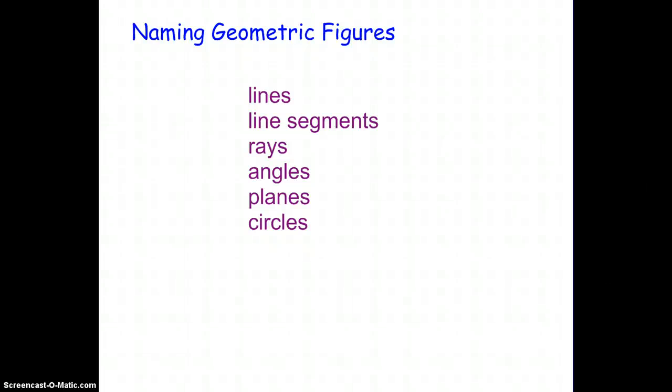This week we start to talk about naming geometric figures. Part of what we will be dealing with is lines, segments, rays, angles, planes, and circles. So part of what we're going to do is talk about how to name these figures and the correct and appropriate abbreviations that we're going to use for that to happen. So let's take a look at our first set.